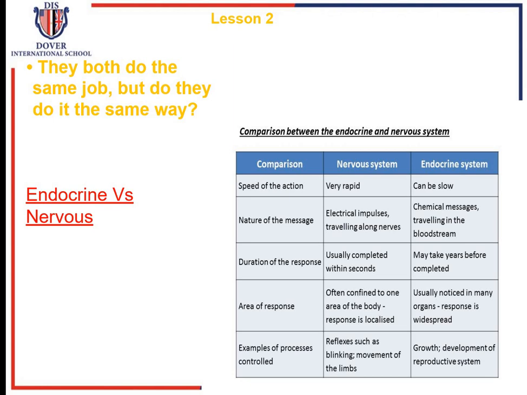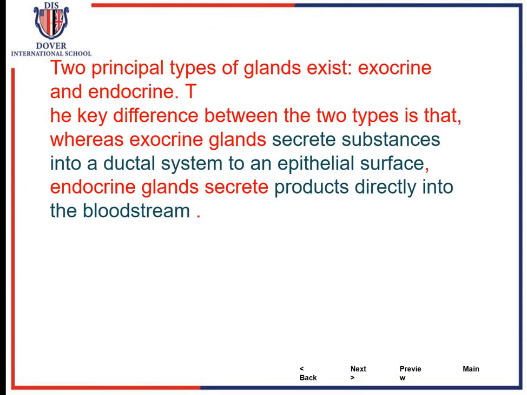So if I have a pen and I'm about to put the pen in your eyes, you will close your eyes. This is controlled by the nervous system. This is a reflex. What about an example in the endocrine system? Growth, for example. Growth is controlled by the growth hormone, which is released from the pituitary gland. So we have here the comparison between the nervous system and endocrine system, which are the two systems that control my body. What's the difference between endocrine and exocrine?